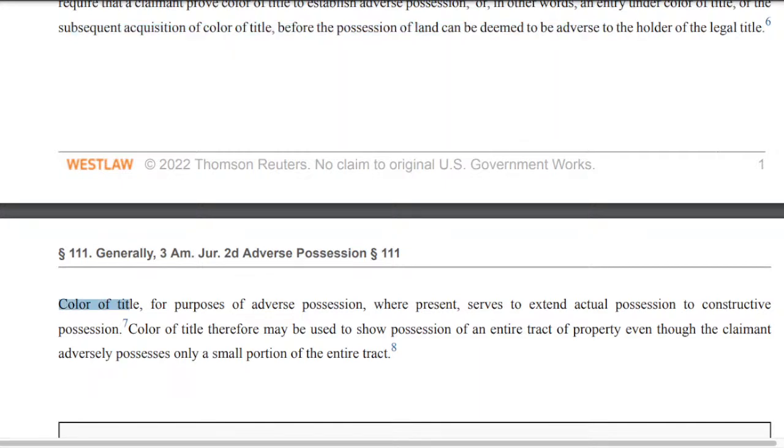Color of title, for purposes of adverse possession, where present, serves to extend actual possession to constructive possession. Color of title, therefore, may be used to show possession of an entire tract of property, even though the claimant adversely possesses only a small portion of the entire tract. Wow.